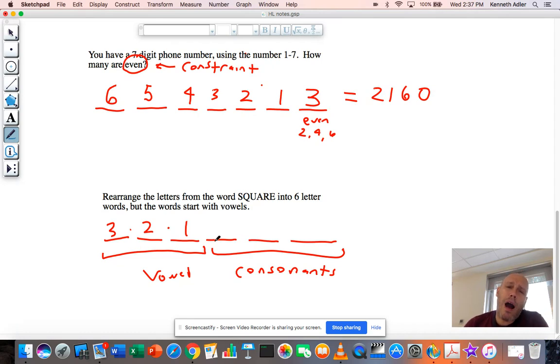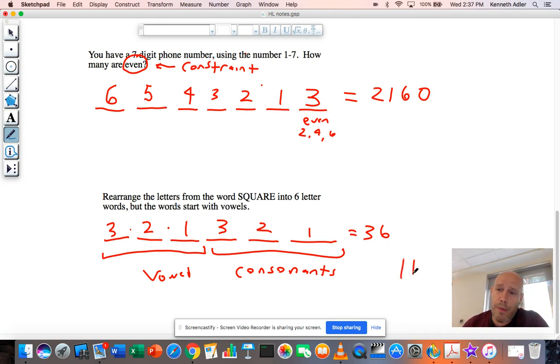What's going on with my consonants? Well, once again I have 3. There's S, Q, and R. 3, 2, and 1. Obviously, if this is an IB question, they're not throwing in Y. Don't worry about that. They don't do that. So you go, okay, 6 times 6. There's 36 words that use the letters of SQUARE and start with vowels. That's it.